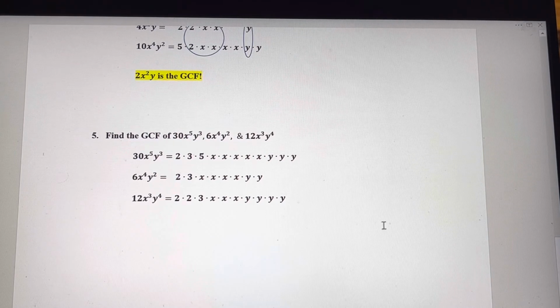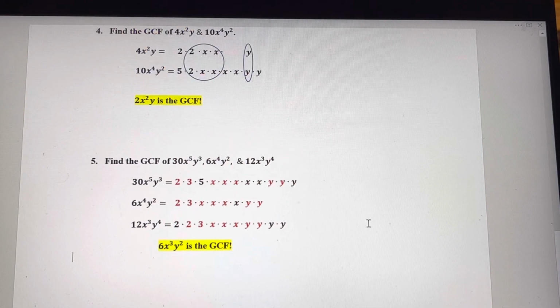So let's look at what they have in common. I'm going to highlight these in red because I couldn't do all the circles here. So they've got 2 in common. They've got 3 in common. They've got 3 different x's in common. And then they've got 2 y's in common. So everything that's in red on any of these lines, I'm going to multiply together to get my GCF. So the number is 2 times 3, which is 6. X times x times x is x cubed, and y times y is y squared. So my GCF is going to be 6x cubed y squared.